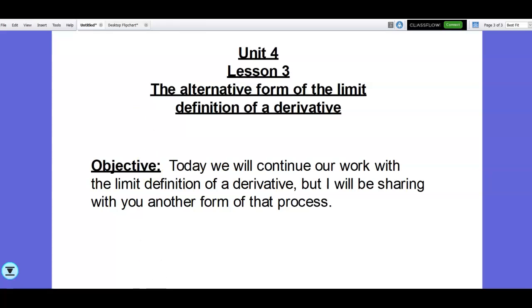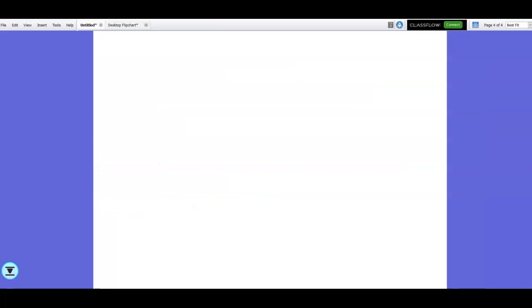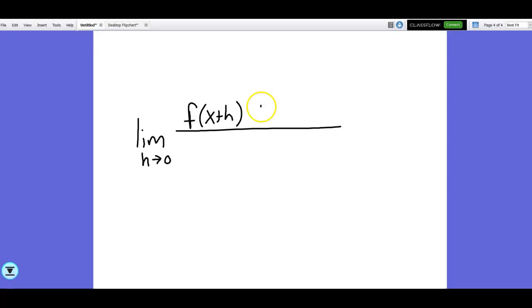So let's go ahead and without any further ado, we're going to jump in and do this other form of the derivative. Now, you're already familiar with this one. This is the standard one that we're already familiar with. Oops, my bad. Okay, and that's the one that you guys are already familiar with. Well, today I'm going to give you guys a different one.